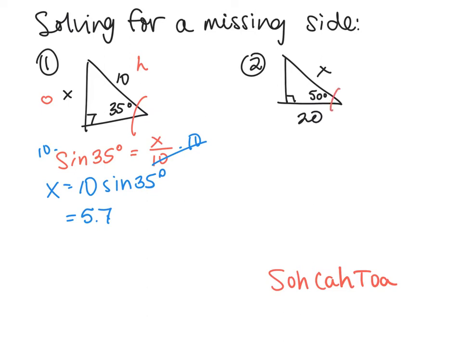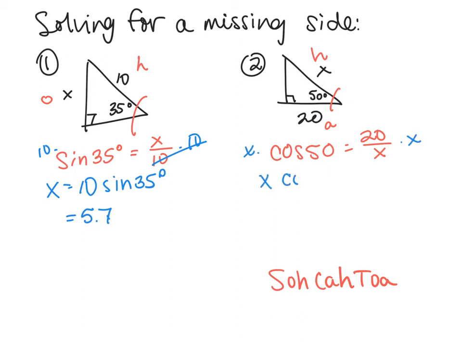So look at our 50-degree angle. 20 is our adjacent. X is our hypotenuse. So in this case, we're going to use cosine. Cosine of 50 degrees equals 20 over x. So now to solve for something in the denominator, first you need to get it out of the denominator. So in this case, you essentially multiply both sides by x.